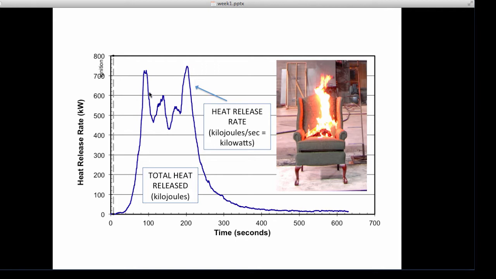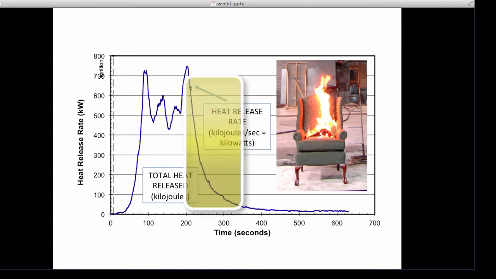So what we're seeing in these peaks here is sort of different fuel packages getting involved at different times. So maybe we have the bottom cushion being ignited and burning first. As that starts to run out a little and dip, maybe at some point we've got the back cushion ignite a little better. That burns out a little and dips, and then we get another peak as maybe we've got now two cushions or a cushion and an arm going at the same time together.